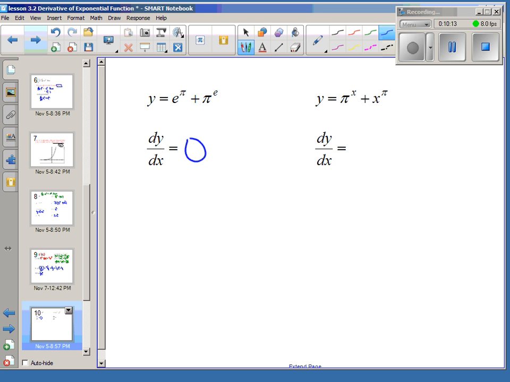It's the second one here where we have to use our rules. Pi to the x power is going to be our exponential rule. So pi to the x times the natural log of our base, which is pi, plus x to the pi is going to be our power rule. So we multiply by our exponent out front, so pi times x, and subtract 1 from our exponent. So the derivative of pi to the x plus x to the pi is pi to the x times the natural log of pi plus pi times x to the pi minus 1.